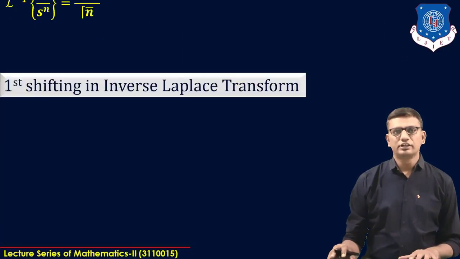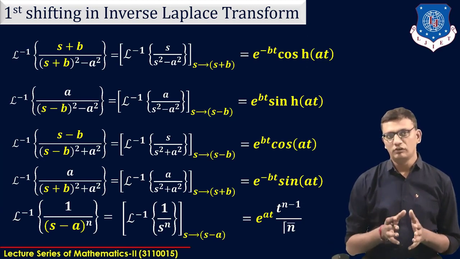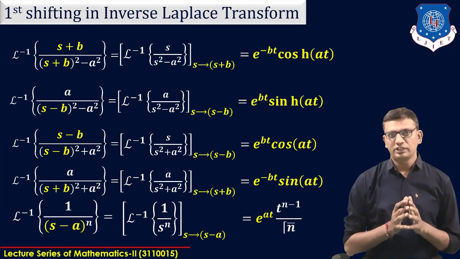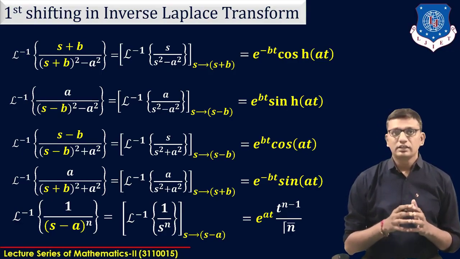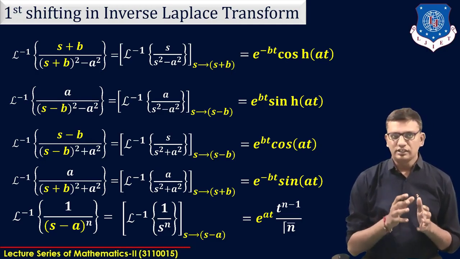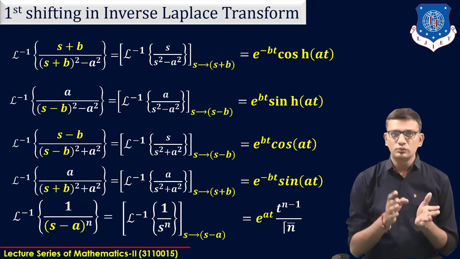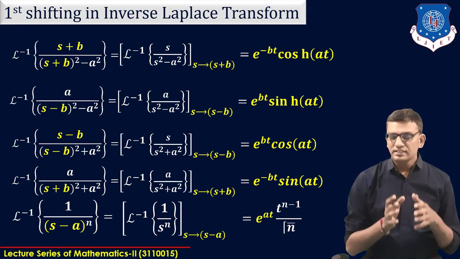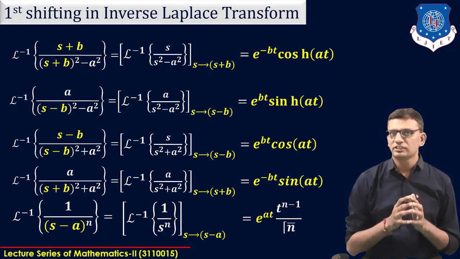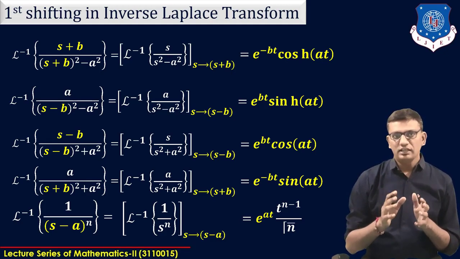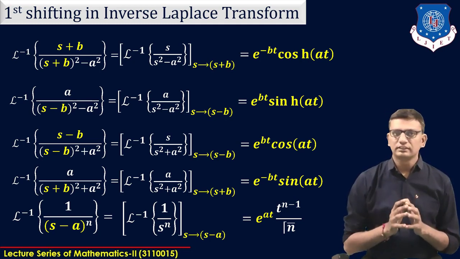And we also studied the first shifting property in inverse Laplace transform. These are some formulas of the first shifting property. When s is replaced by s plus b in every term, then we multiply our function ft with e raised to minus bt. If s is replaced by s minus b in every term of inverse Laplace transform, then we multiply ft with e raised to bt and we get the final answer.